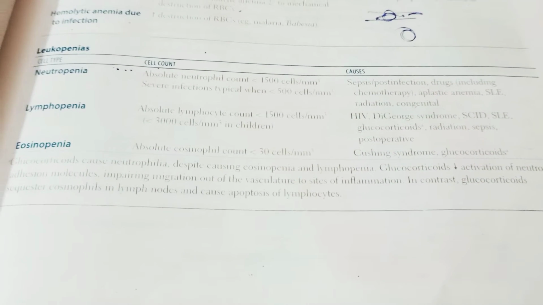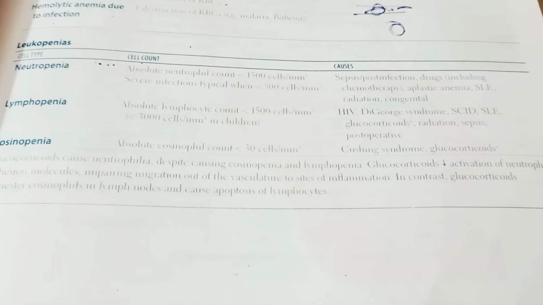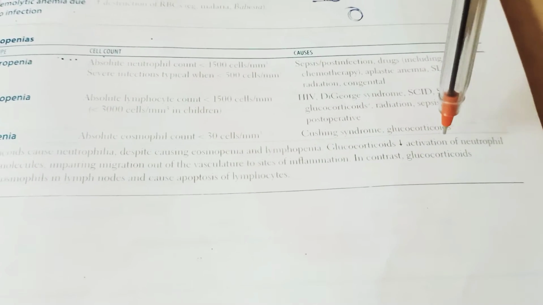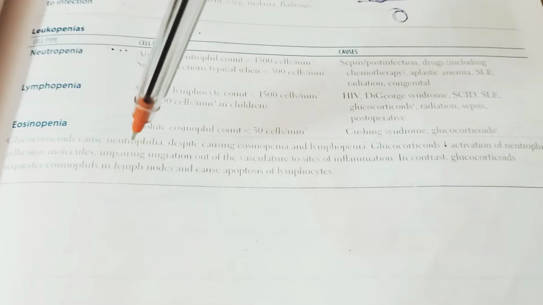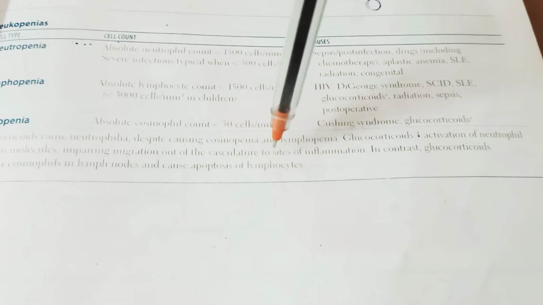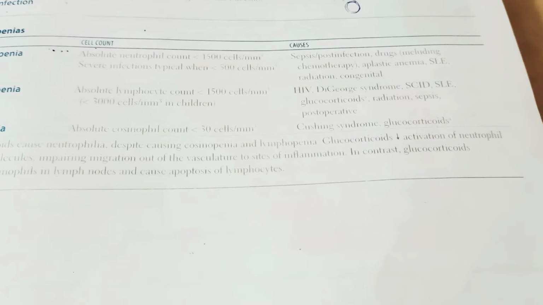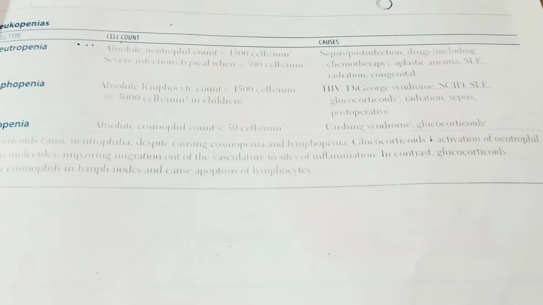One thing you need to remember is that glucocorticoids can cause neutrophilia but not neutropenia, but they can cause lymphopenia and eosinopenia. You can see here clearly. They decrease the activation of neutrophil adhesion molecules, impairing migration out of vasculature to the sites of inflammation. Actually, glucocorticoids don't allow the neutrophils to migrate out of vasculature.